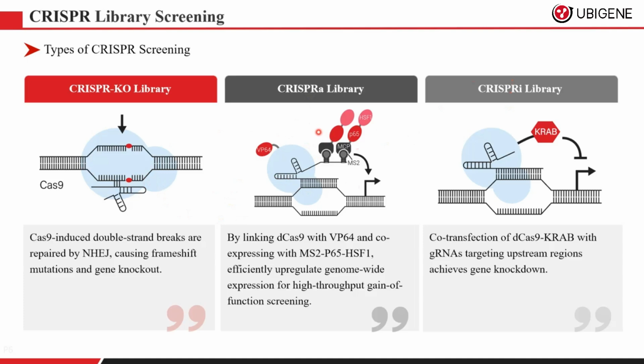When we study non-coding and essential genes, we can use the CRISPR-I library, which uses inactivated Cas9 fused with a transcription repressor such as KRAB and guide RNA targeting upstream regulatory regions to achieve gene knockdown. Which library you pick just depends on what you are trying to study. Of course, you can use both CRISPR knockout and CRISPR-A libraries together to hunt down target genes.